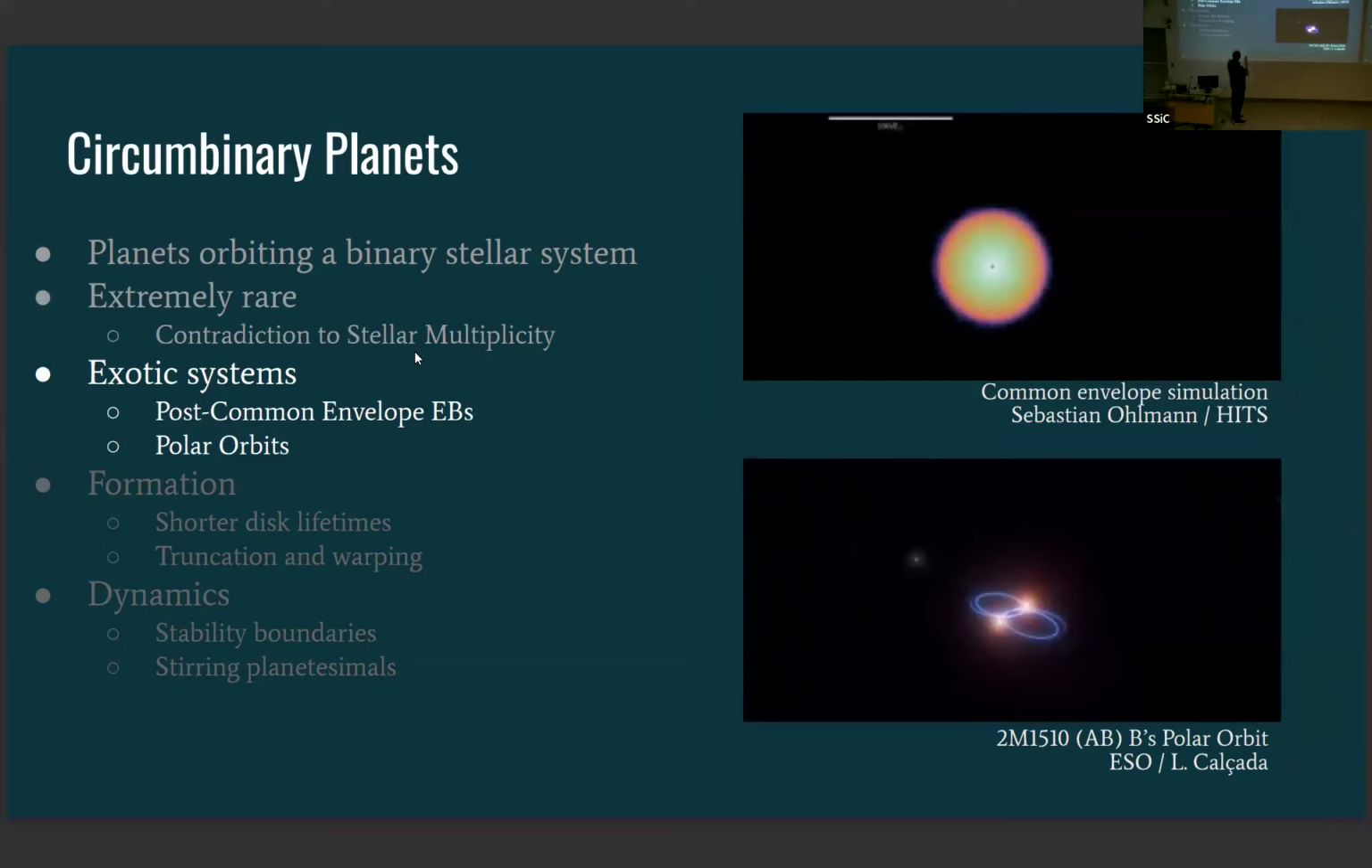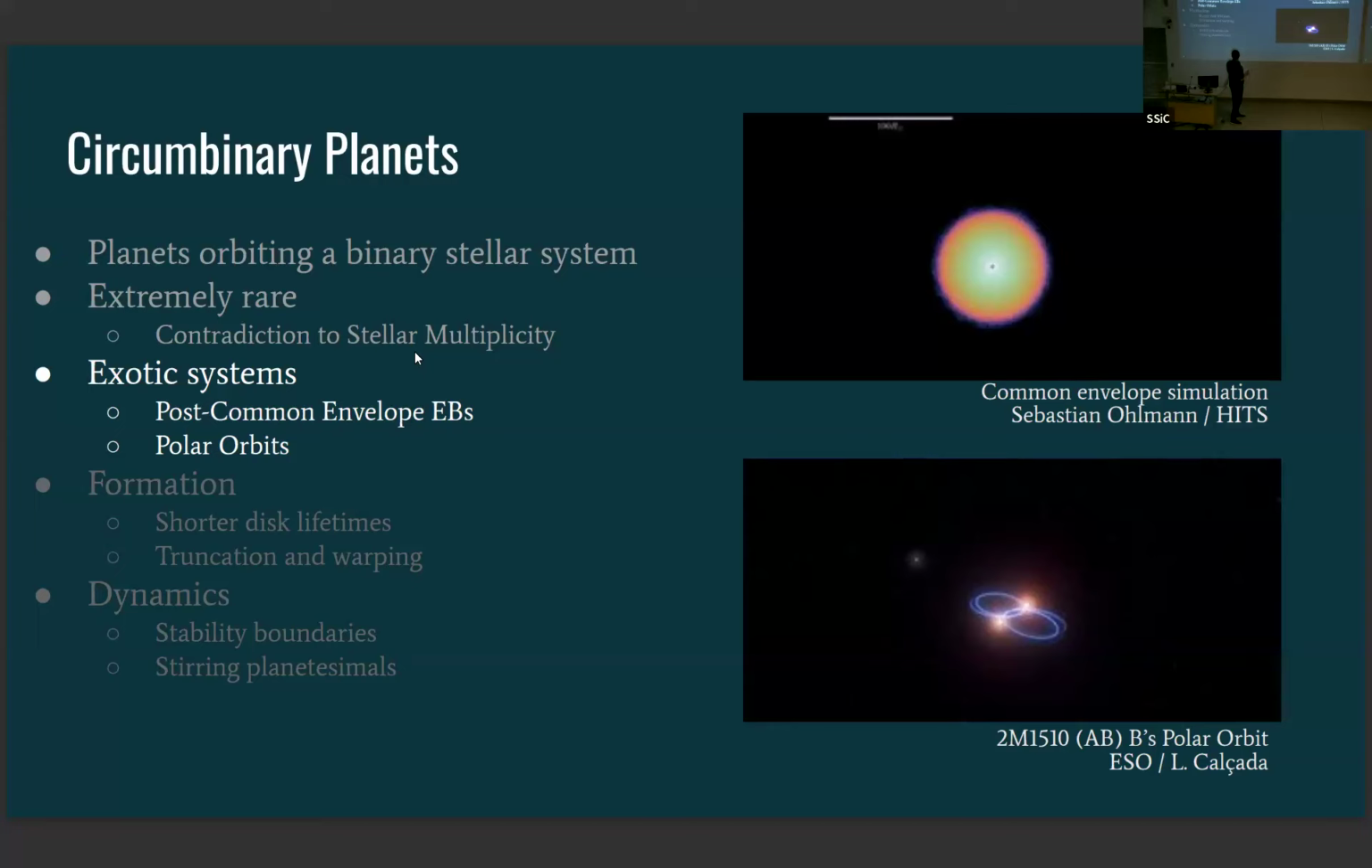Sorry for that again, these two should be animations, but I uploaded the PDF version of my talk forgetting that. The thing is, circumbinary planets have very exotic cases like planets around post-common envelope eclipsing binaries or polar orbits. This animation was showing two stars going through the stage of common envelope, and the aim was to make you question how a planet can survive or form in this complex environment, but I think you can do it with your imagination.